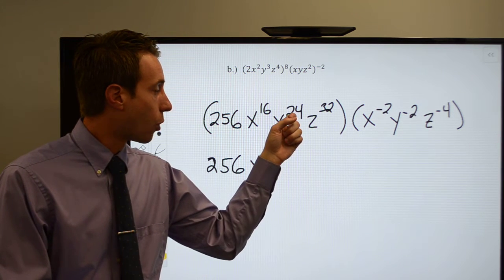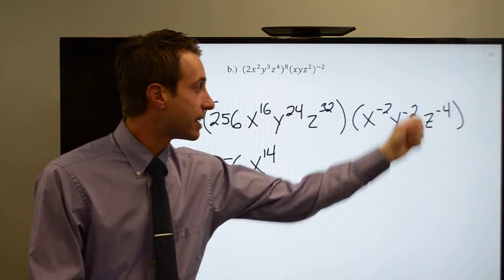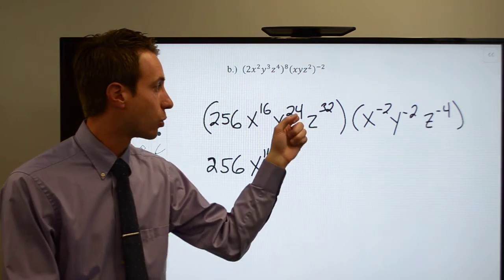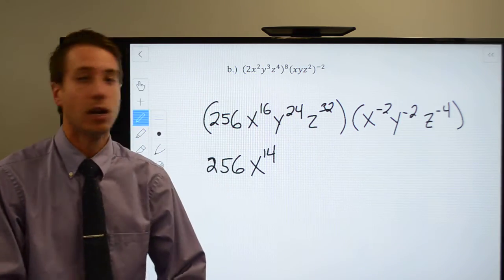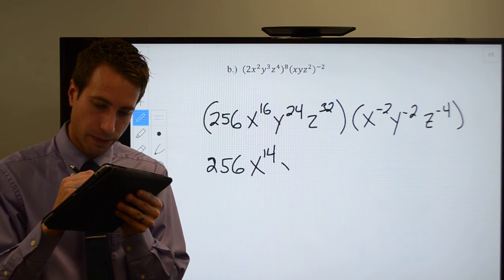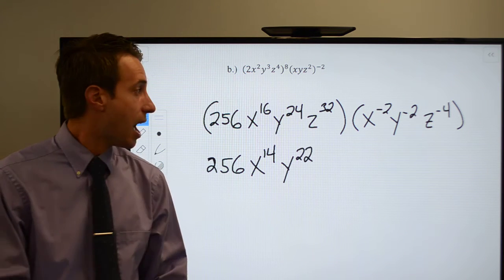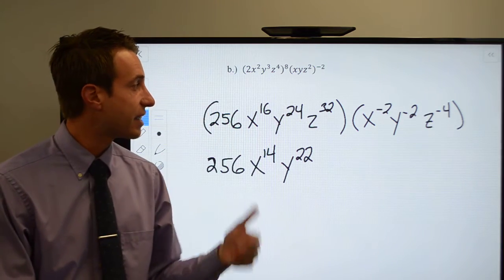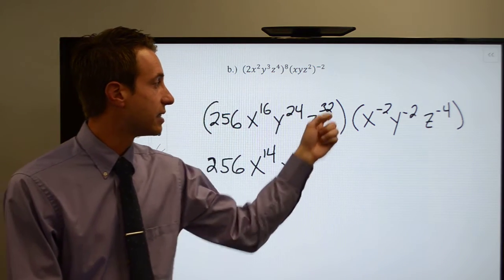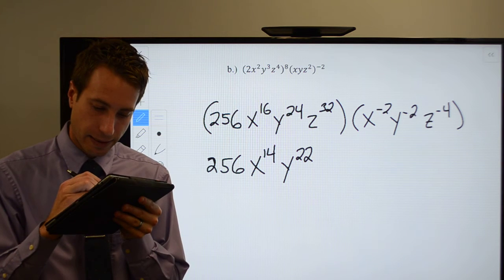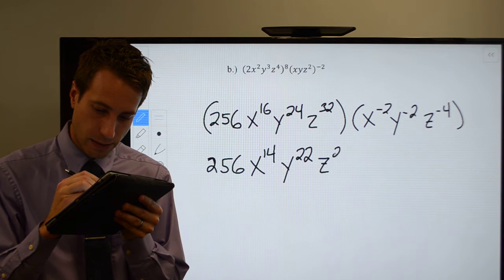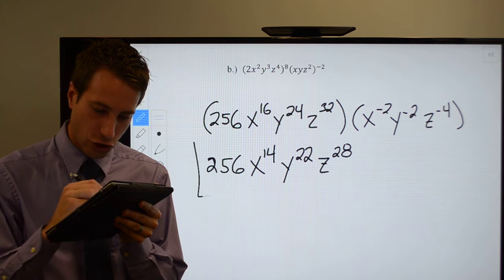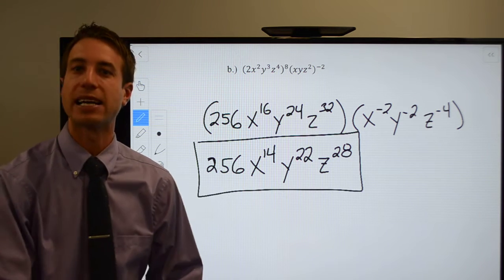Y to the 24th times y to the negative second. You add the exponents. 24 plus a negative 2 would be y to the 22nd. And then z to the 32nd and a z to the negative 4th. Add the exponents, which should give me z to the 28th. I know, gigantic exponents, but that's okay.